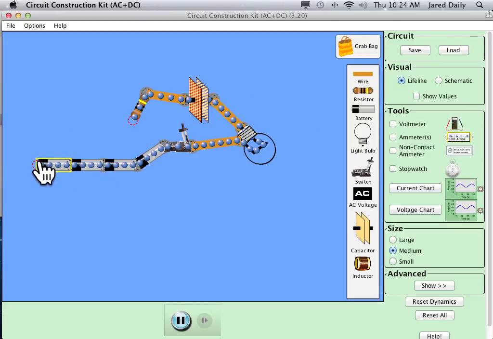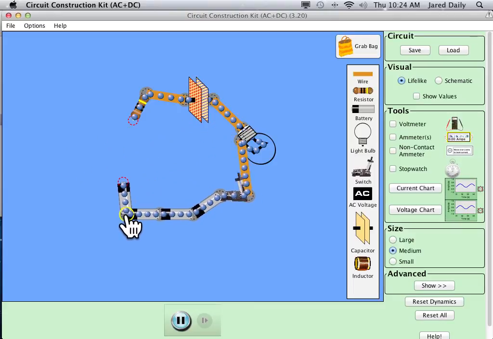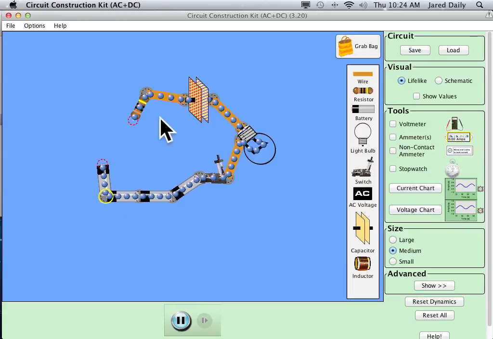Let's turn this one. Turn this one too. Okay, let's just make this one longer. There we go. Okay, so now, if I flip my switch, let's see what happens. Okay, nothing's going. Why not? It's not too much voltage, actually.